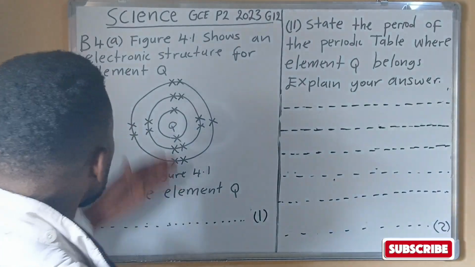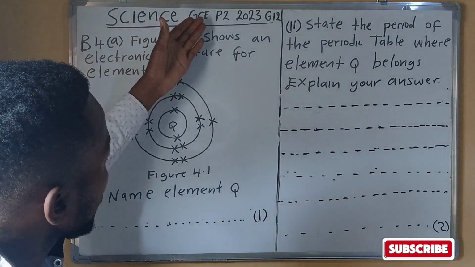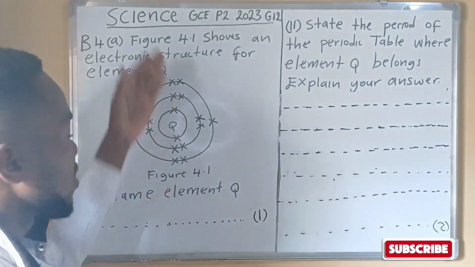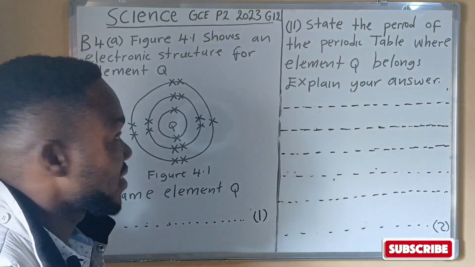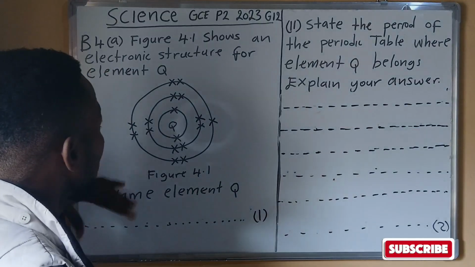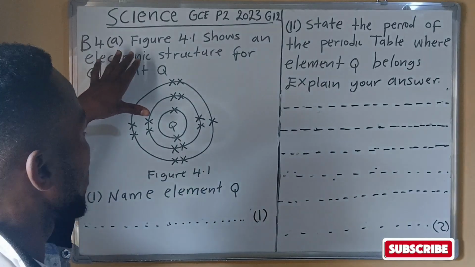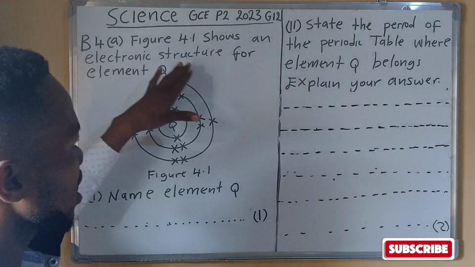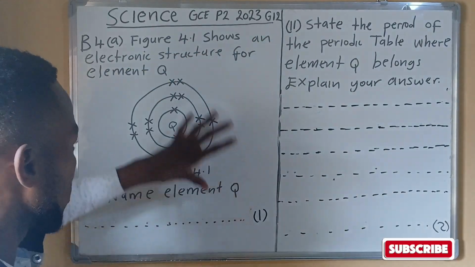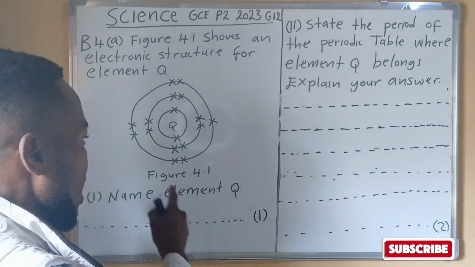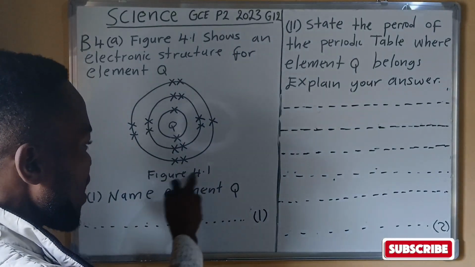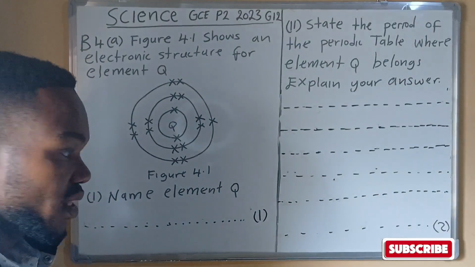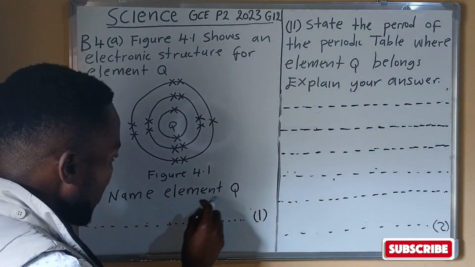In today's lesson, we are looking at the question which came in Science GCE Paper 2, 2023 G12. This is the chemistry part, section B, question 4. It says figure 4.1 shows an electronic structure for element Q. So this was element Q, figure 4.1. The first question says: name element Q.